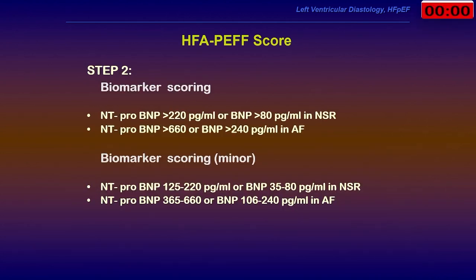In step 2 also, if you have the facility for biomarker scoring, you have NT-proBNP, which is more than 220 picogram per milliliter, or just BNP more than 80, and these figures are trebled if you have a patient with atrial fibrillation. This is why atrial fibrillation makes the scenario worse. The minor criteria, if you do not reach such figures, so it's considered minor.